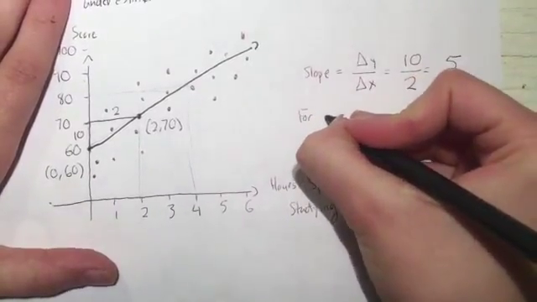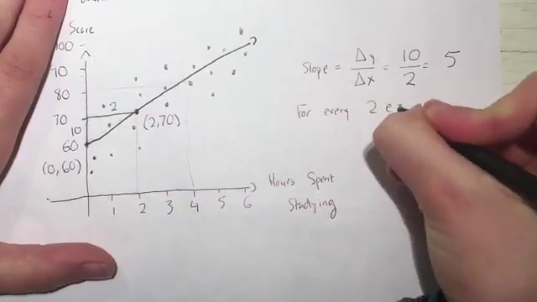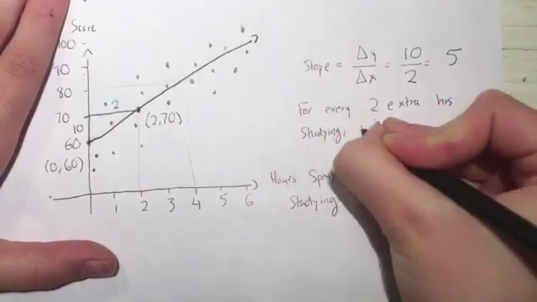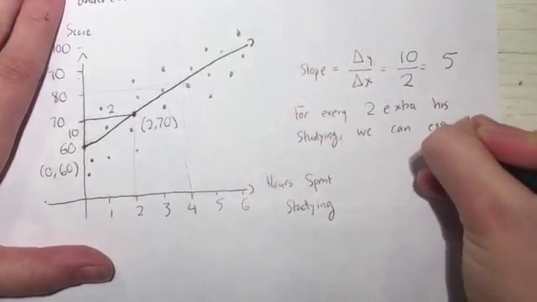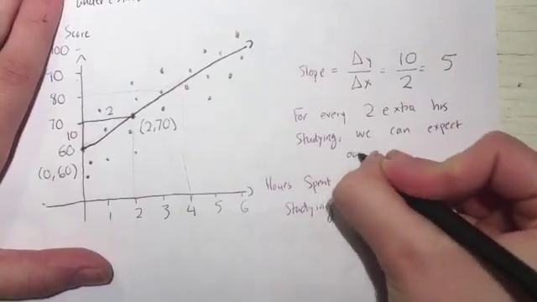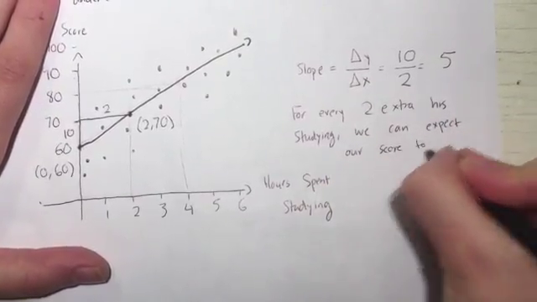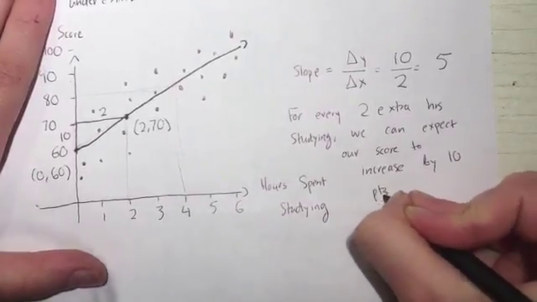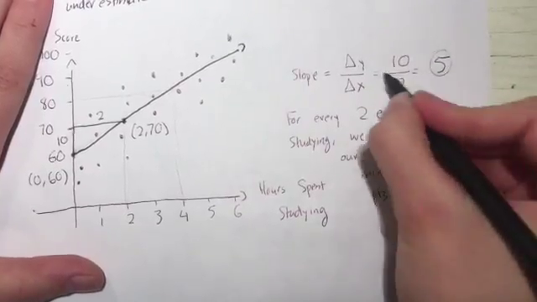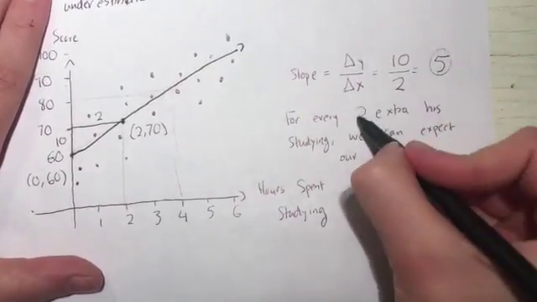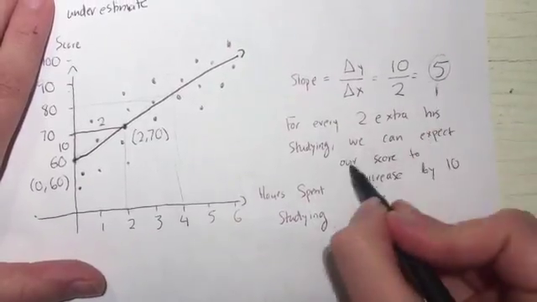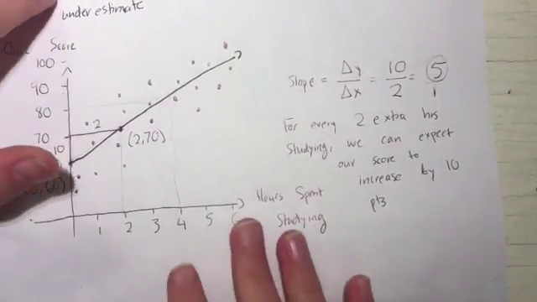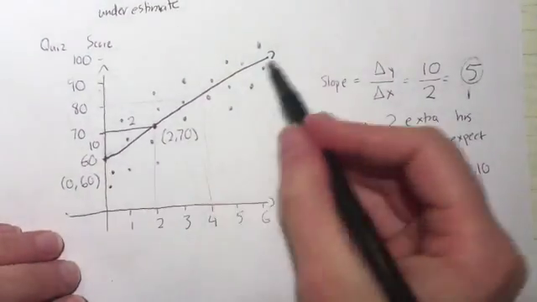for every 2 extra hours studying, we can expect our score to increase by 10 points. And our simplified version, which is really saying the same thing as if we spend 1 extra hour studying, there's a 1 on the bottom here, we can expect our score to increase by 5 points. So that is how you interpret the slope of a trend line.